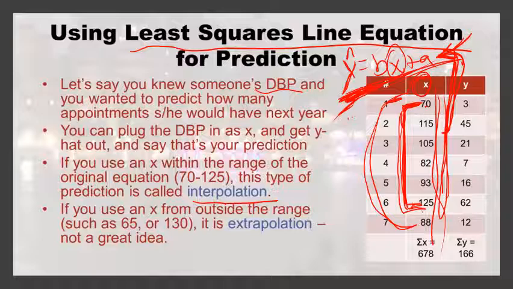So this equation can only really predict with some accuracy readings that fall within that range. If you ever get a reading that falls outside of that range, this equation would not really help you. Any kind of value that falls outside of that range is going to be called extrapolation.